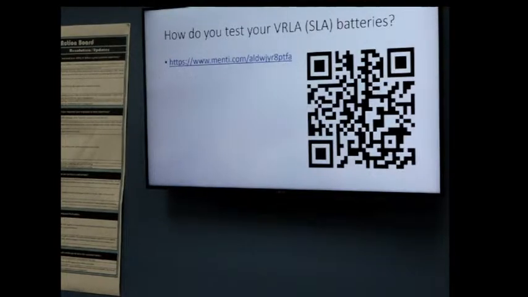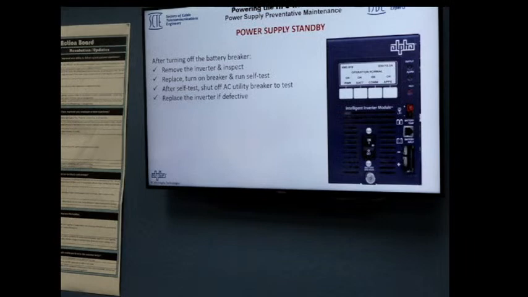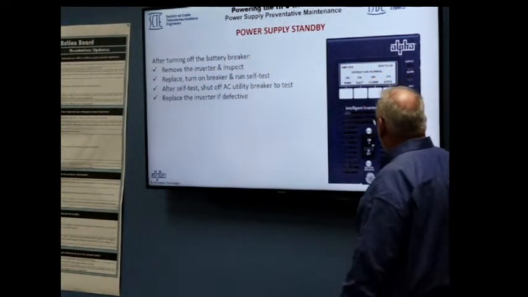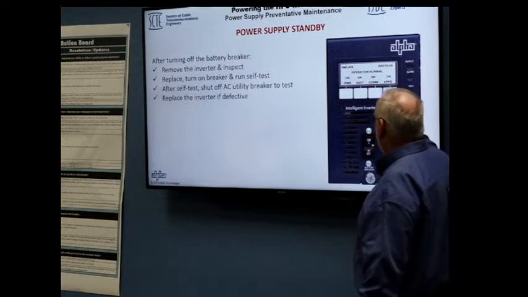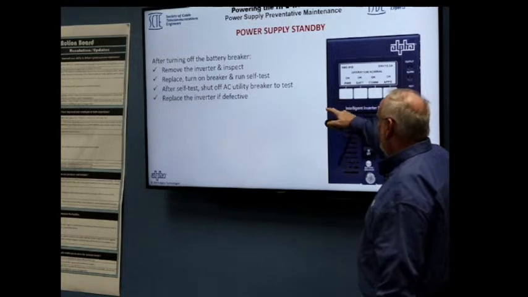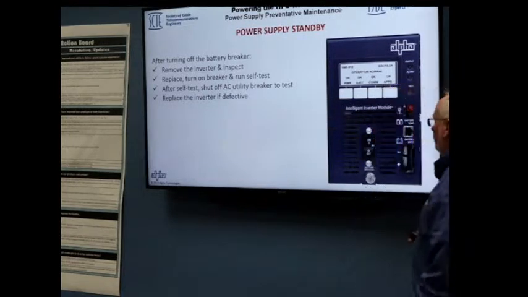Okay, and next one. So again, move the inverter and inspect. Make sure that the breaker is working. After the self-test, shut off the AC utility breaker to test it. Replace the inverter if defective.